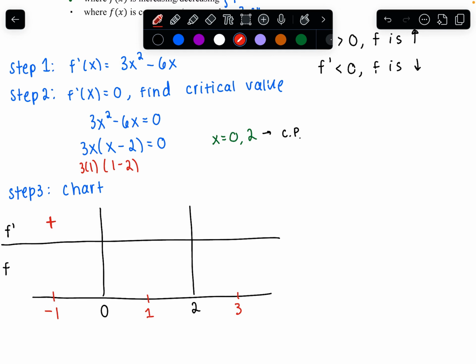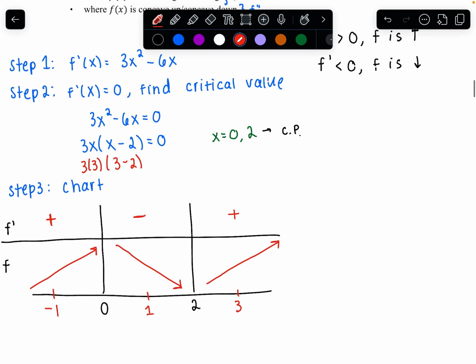Positive times a negative gives me a negative number. So the derivative is negative between 0 and 2. Let me plug in 3. I'm going to have 3 times 3, which is positive, times 3 minus 2, which is also positive. Positive times a positive gives me a positive number. Okay? So that means f is increasing up to 0, and then it starts to decrease until 2, and then it starts to increase again.